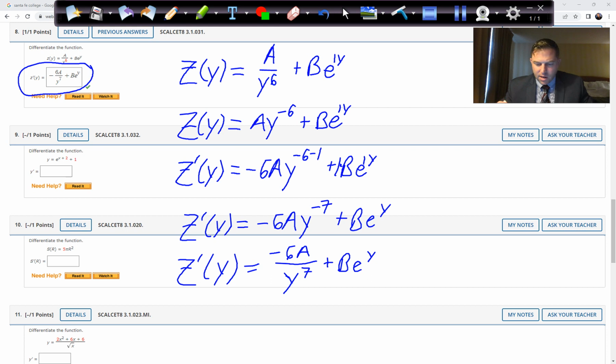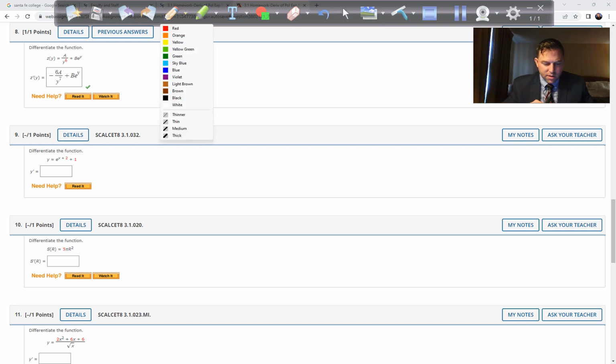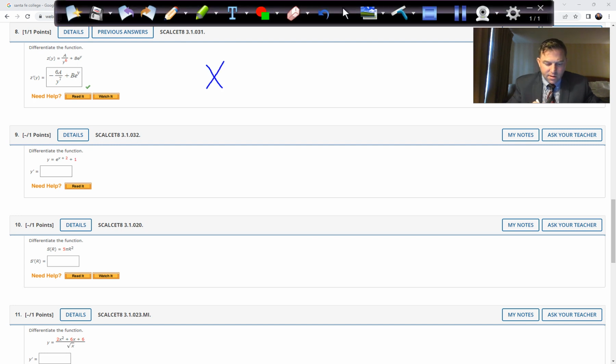Okay, problem 9. Okay, so we have: differentiate the function y equals e to the x plus 2, plus 1. This one's kind of interesting. So we're going to use this fact. If I have x to the a times x to the b, that's the same as x to the a plus b. We're actually going to go the reverse direction. We're going to go this way.